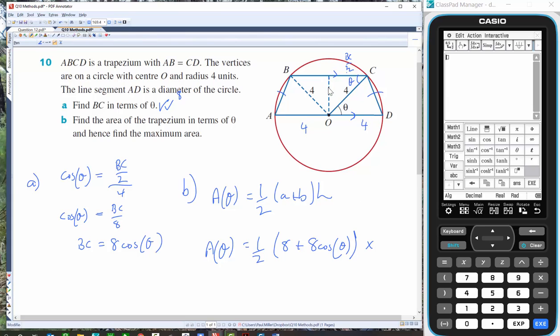Multiplied by the height. Now that's what I need, and we're going to use the same thing to get the height. So this is the height here, which is the opposite over the hypotenuse. So that's the sine: sine theta equals the opposite, which is h, over the hypotenuse, which is 4. That means the height of this trapezium is going to be 4 sine theta. So times 4 sine theta.